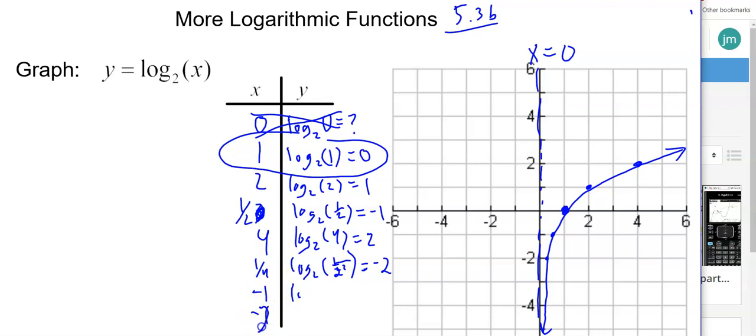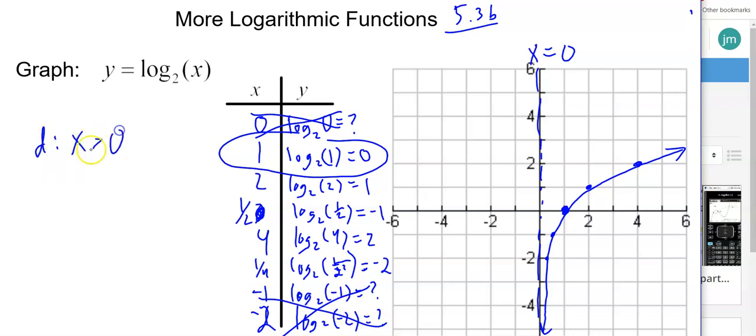This would be log base 2 of -1. So 2 to the what power is -1? I don't know. Log base 2 of -2. 2 to the what power is -2? I don't know. In fact, I would say those two things are impossible, which leads us to our domain and range. Our domain on this is x greater than 0. Can't take the log of 0, can't take the log of a negative number. Range looks to be all reals. So range can be anything: it goes up forever to the right, and goes down forever.